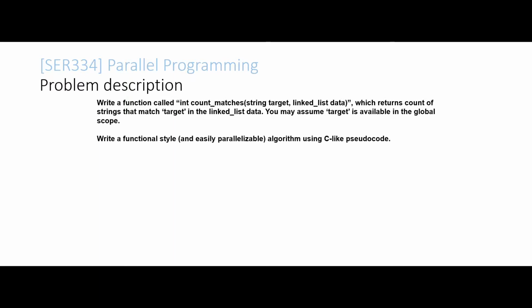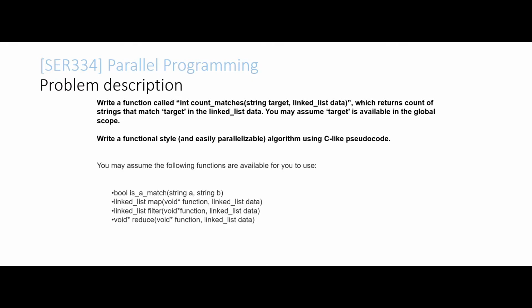We are being asked to write pseudocode in a C-like style. The key point here is to utilize functional style programming using map, filter, and reduce. It's given that we have a helper function that identifies whether two strings match each other.